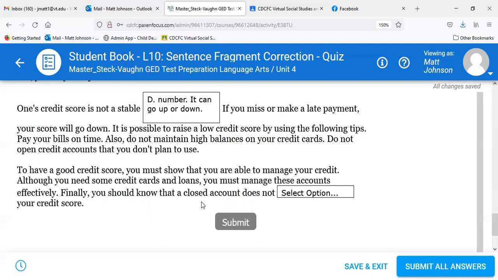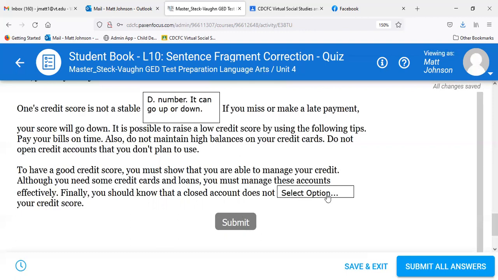If you miss or make a late payment, your score will go down. It is possible to raise a low credit score by using the following tips. Pay your bills on time. Also, do not maintain high balances on your credit cards. Do not open credit accounts that you don't plan to use. To have a great credit score, you must show that you are able to manage your credit. Although you need some credit cards and loans, you must manage these accounts effectively.